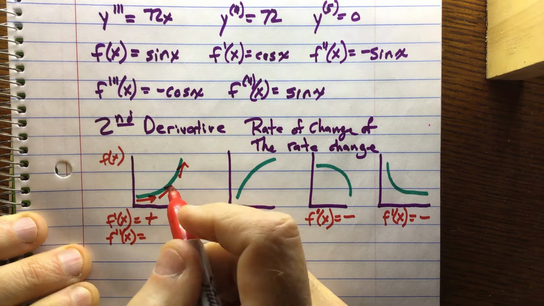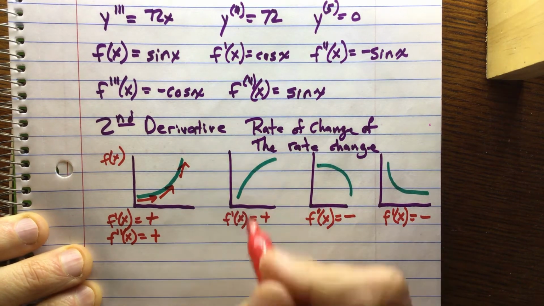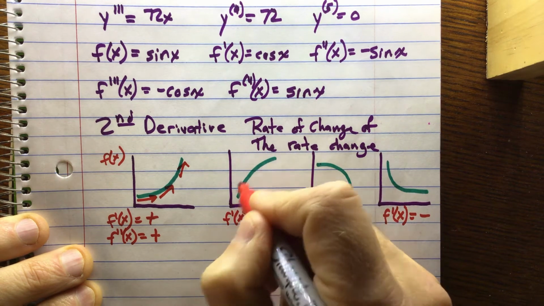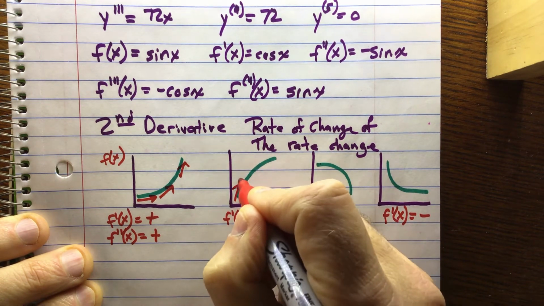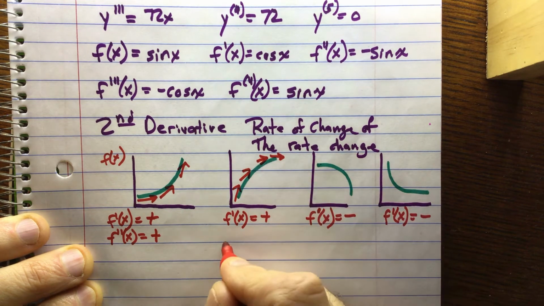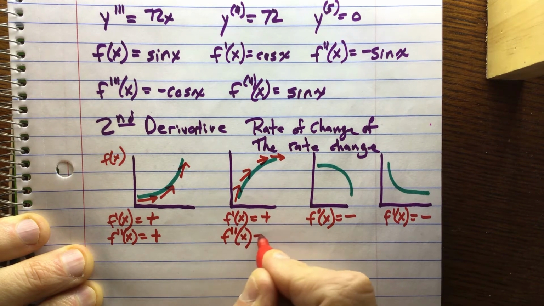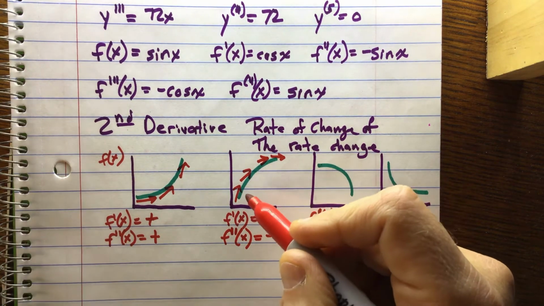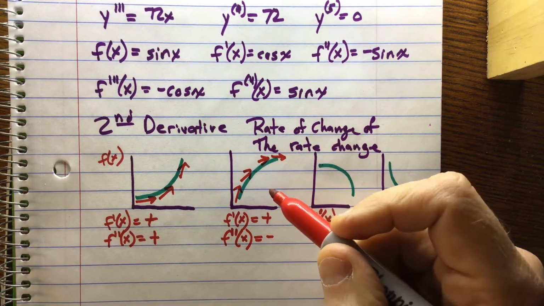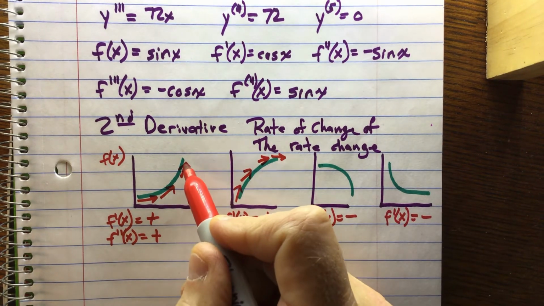So it's the rate of change of the rate of change. In this case, the slope is increasing. In this case, even though this is an increasing function, you can see that the slope is decreasing each time, and it's flattening out at the top. So the second derivative, f double prime, is negative. So this function is increasing at a decreasing rate. This function is increasing at an increasing rate.